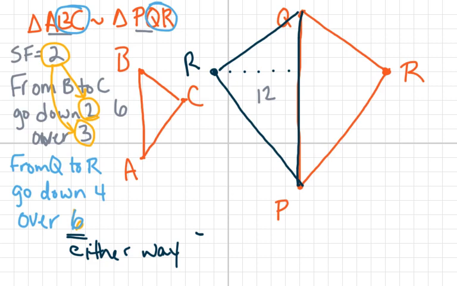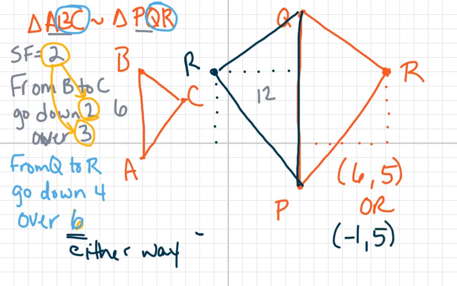So R could be at (6, 5), or the other R is at (-1, 5). So (-1, 5) is another option. So that should give you a better idea on how to do the practice test number 12.